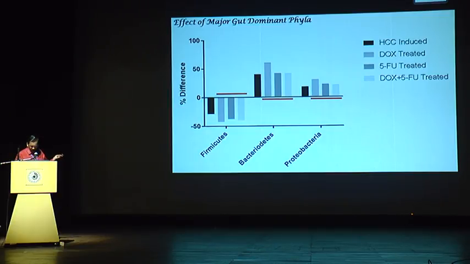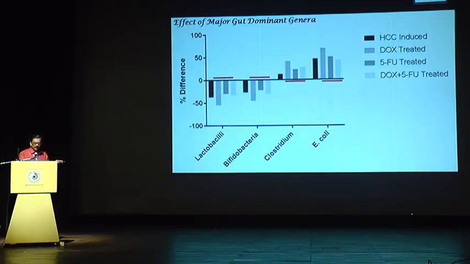So that means, even if you are giving the chemotherapeutic agents, they are in a way aggravating the inflammation, that is the small low-grade inflammation. Same is the case with the genera, where the Lactobacillus and Bifidobacterium are supposed to be the gram-positive, beneficial strains, and then you are going to have the Clostridium and E. coli, which are supposed to be the gram-negative markers. Now they are upregulated.